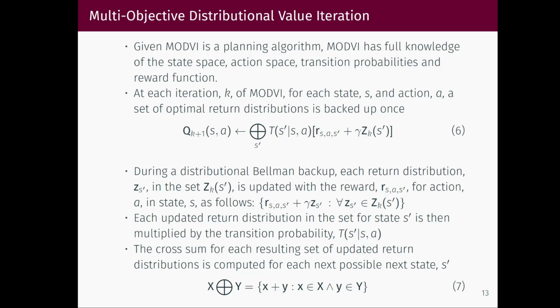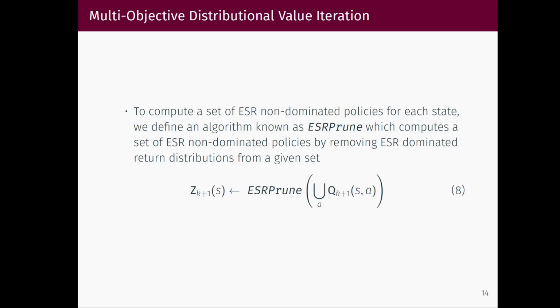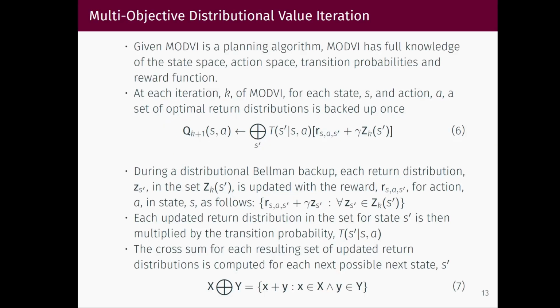Once we have that completed, we then multiply each distribution in the resulting set by the transition probability. And then finally, we compute the cross sum for each resulting set of updated return distributions. That's for each next possible state, S prime. You can see how the cross sum is done in equation 7. As a note, I would refer you to the full paper, where we give a step-by-step example of how each of the steps outlined in equation 6 and equation 7 is calculated. It's quite intuitive, so I would recommend taking a look at that if you need more clear details.